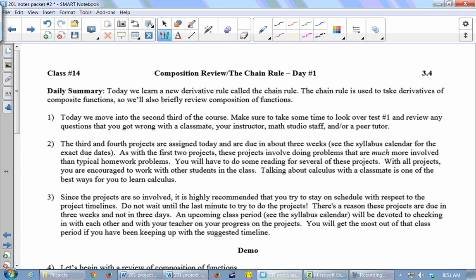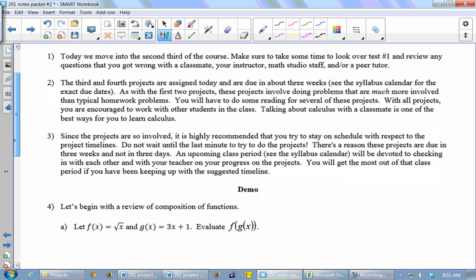Okay, so composition review and the chain rule, day number 1. Today we're going to learn a new derivative rule called the chain rule. It is used to take the derivative of composite functions. So we're also going to briefly review composite functions. We will do this look over your test on Wednesday.